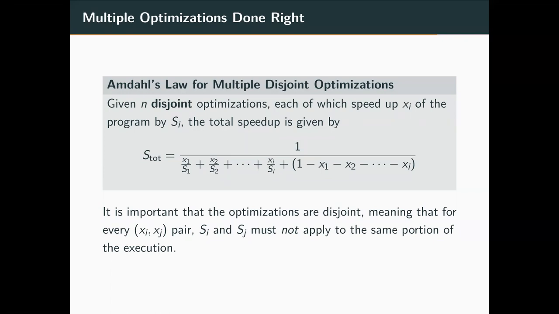So how do you do this correctly? But here's Amdahl's law for multiple disjoint optimizations. Given n disjoint operations, each of which speeds up x sub i of the program by s sub i, we're going to get a total speed up given by this equation. So we have S total, then x sub 1 over s sub 1, x sub 2 over s sub 2, et cetera, all the way down to x sub i over s sub i, and then plus 1 minus all of the x's summed together.